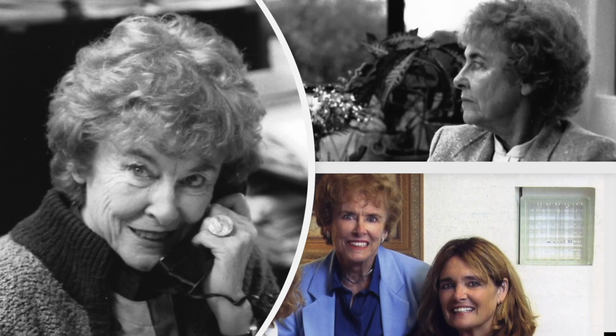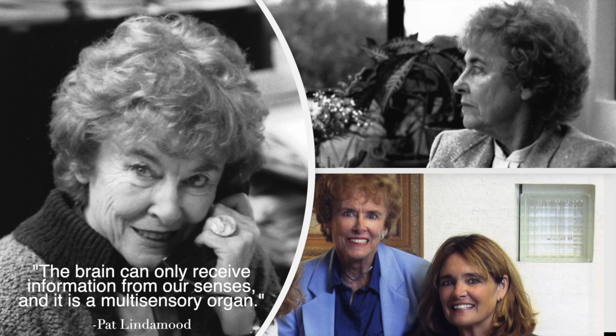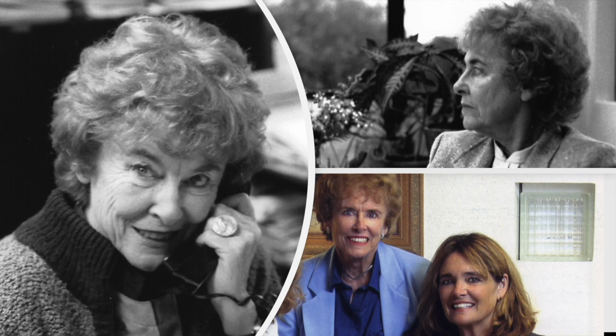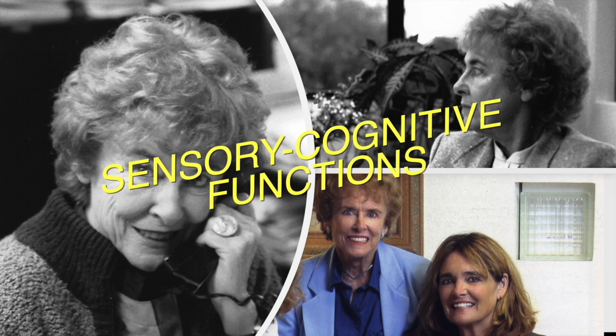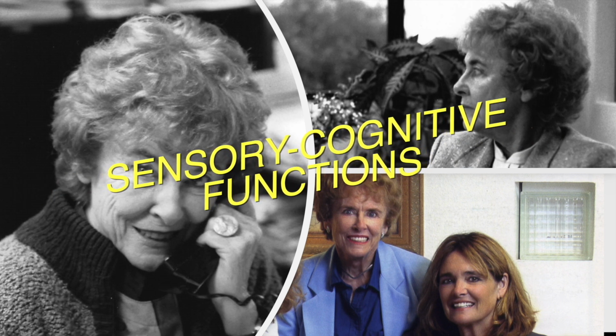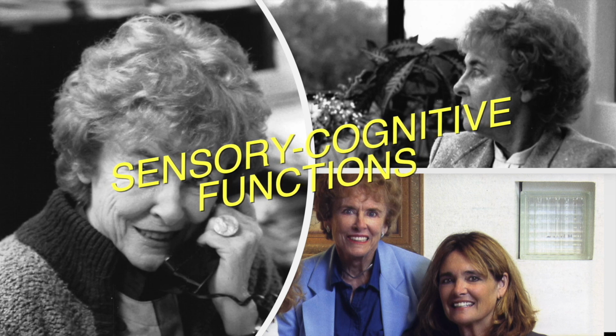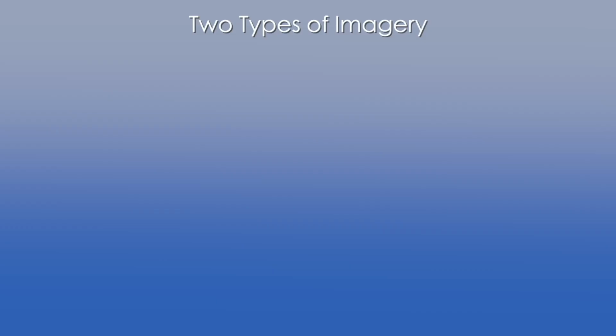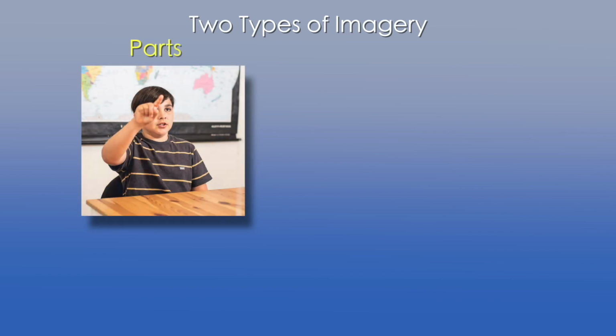I wanted you to see what Pat Lindamood said years ago. The brain can only receive information from our senses, and it is a multisensory organ. What I'm going to talk to you about are the sensory cognitive functions that the brain has to process in order to be successful with all learning. Imagery is a primary sensory cognitive function. There are two types of imagery: parts and wholes.